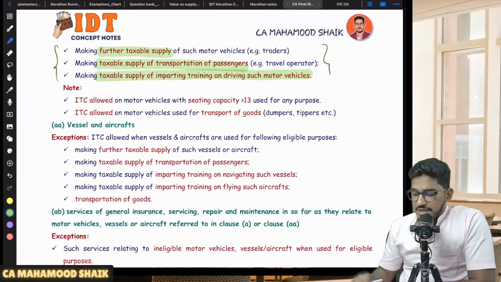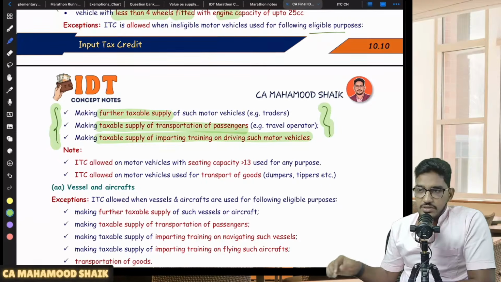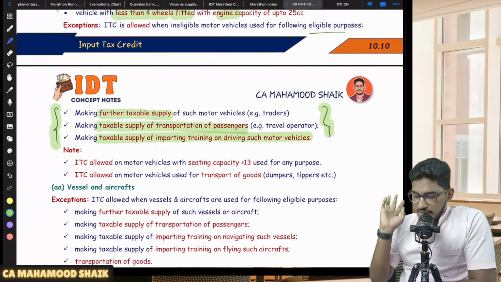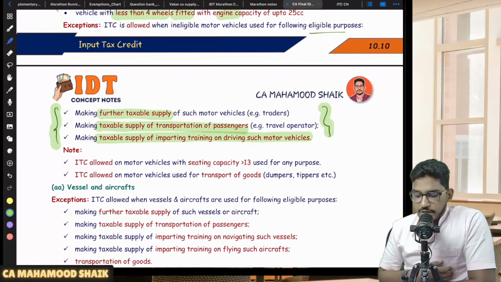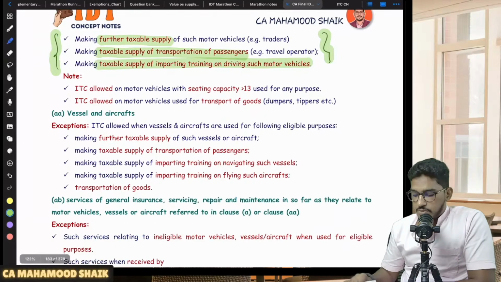Understood? So practically speaking, it is an ineligible motor vehicle, but when you are using it for these 3 eligible purposes, then you can claim ITC. What are those 3 eligible purposes? If you are using it for making a further supply, if you are using it for making a taxable supply of transportation of passengers, and if you are using it for making a taxable supply of imparting training on driving such motor vehicles, then you become eligible to take the ITC. Clear? So that is the first blocked credit.